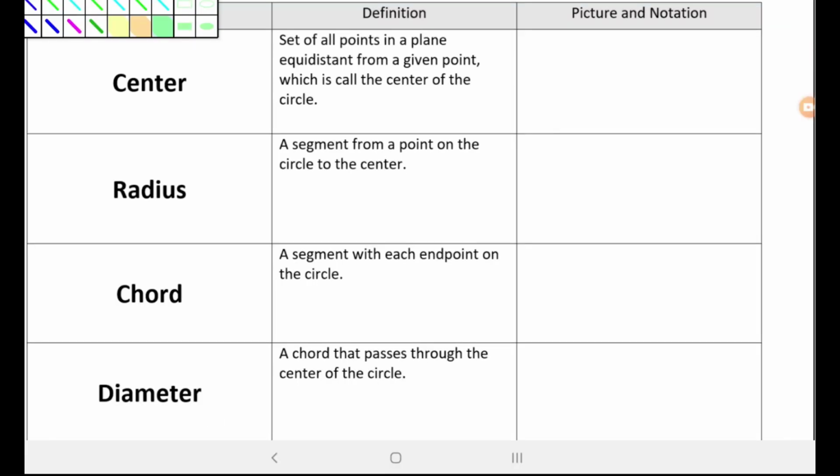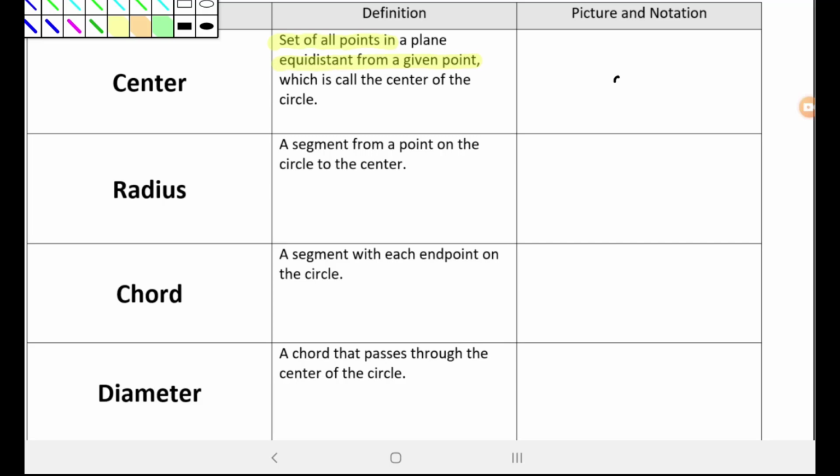Got some definitions here we need to go over. So the first one is center. Let's read a definition here. Set of all points in a plane. Set of all points, all right, that are equal distance from a given point. Let's kind of sketch that out first. So all points in a plane equal distance. Equal distance just means the same distance from a given point.